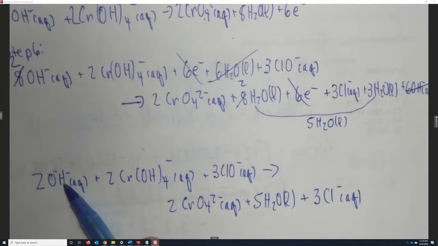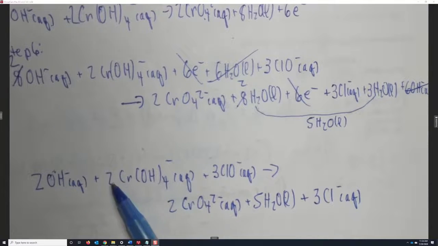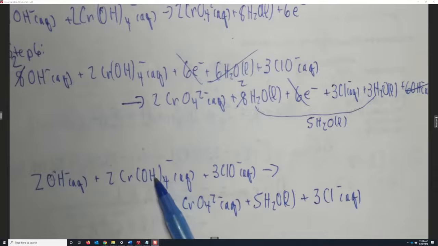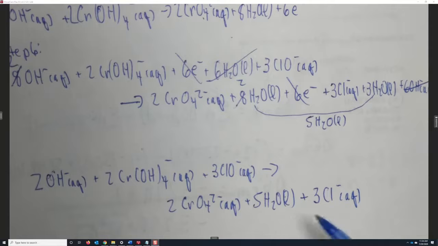I have 2 hydrogens. I have 8 more hydrogens for a total of 10, because there's 2 of these, and there's 4 in each, 4 OHs, so a total of 8, so a total of 10 hydrogens. All the hydrogens are in water over here. 5 times 2 is 10, so I have 10 hydrogens.